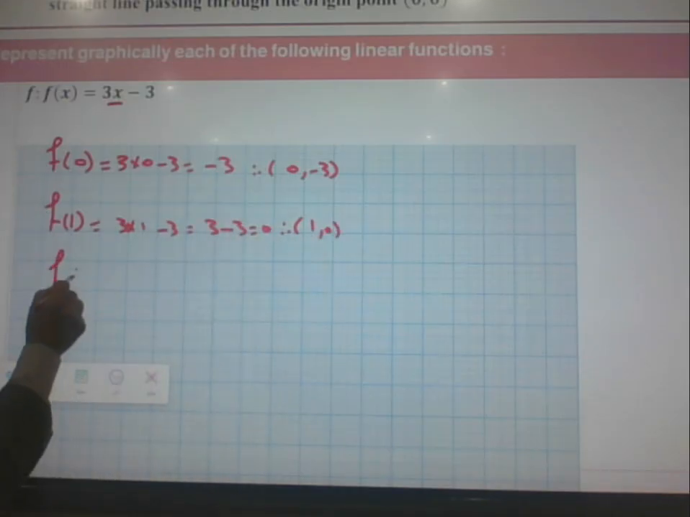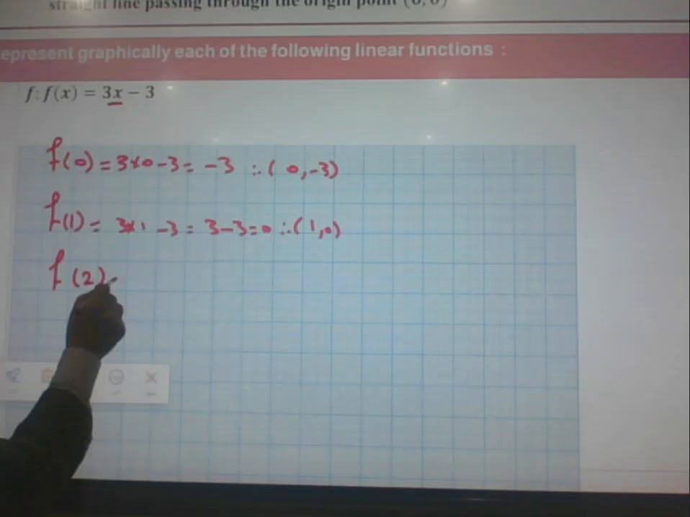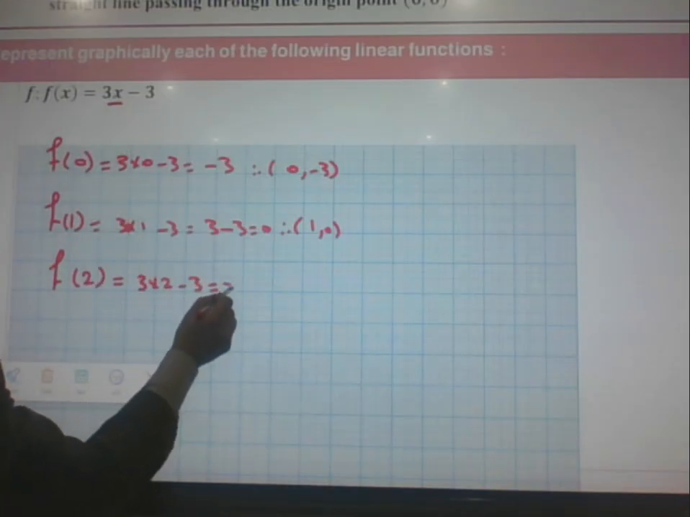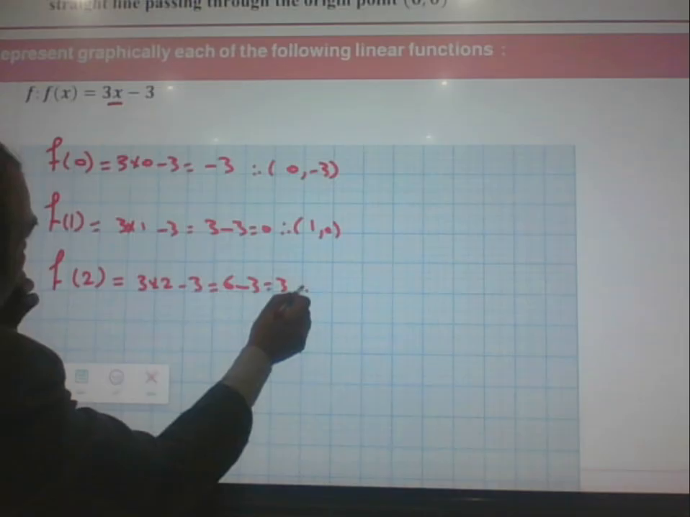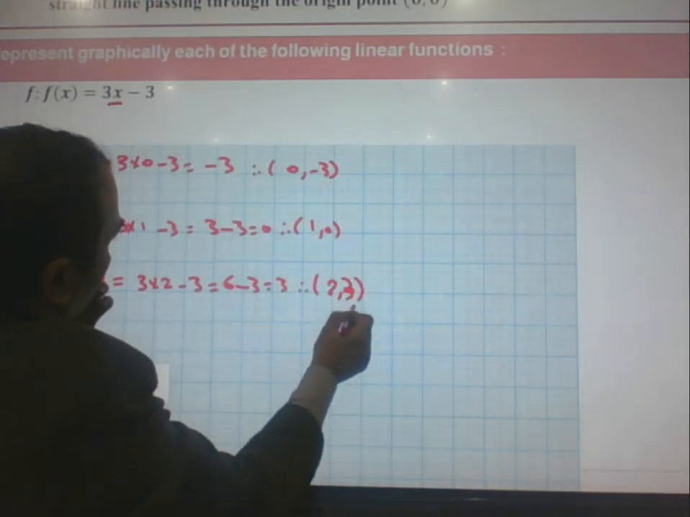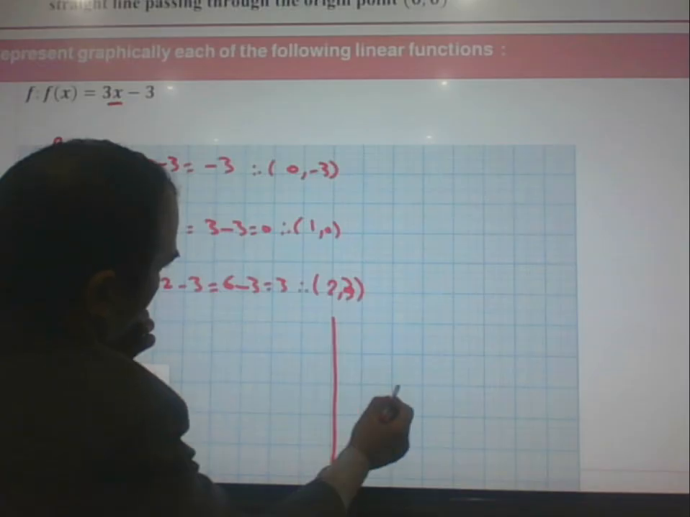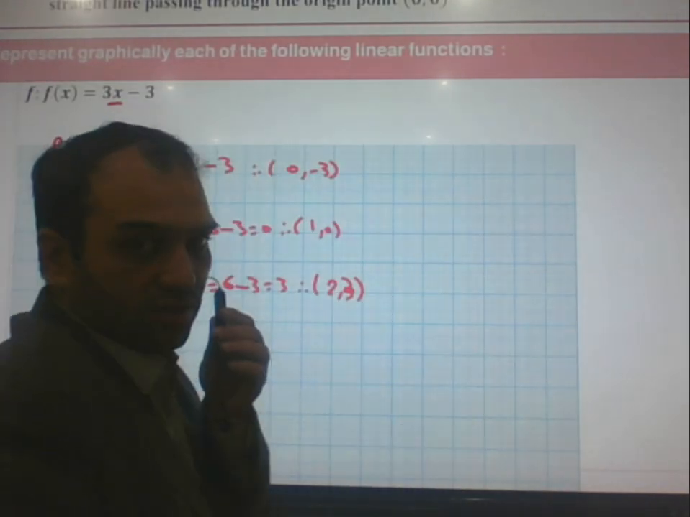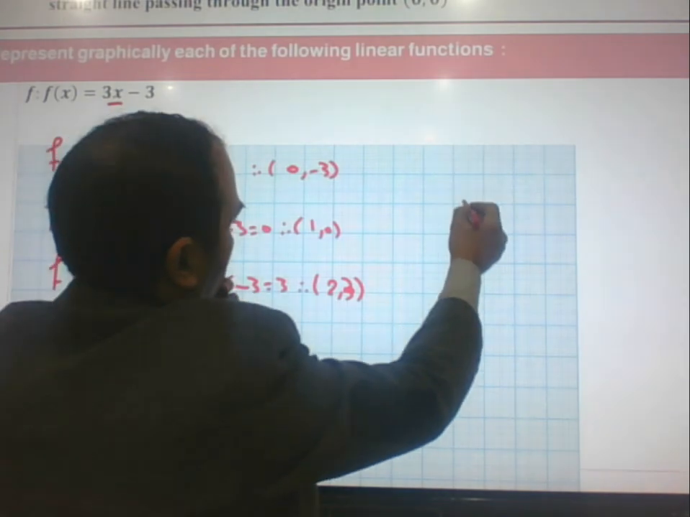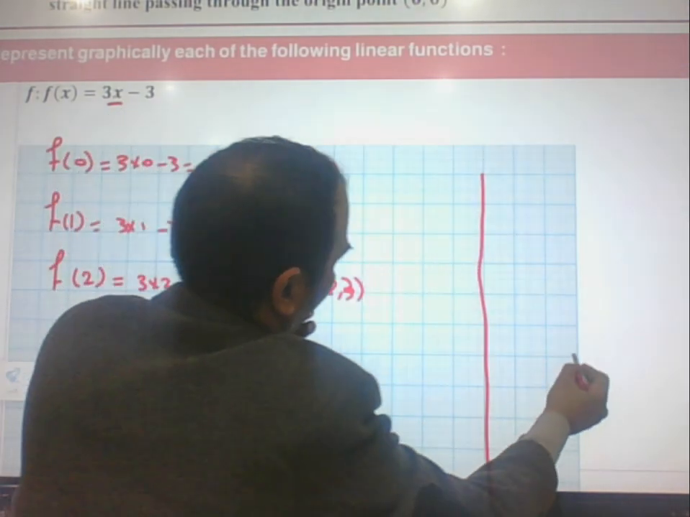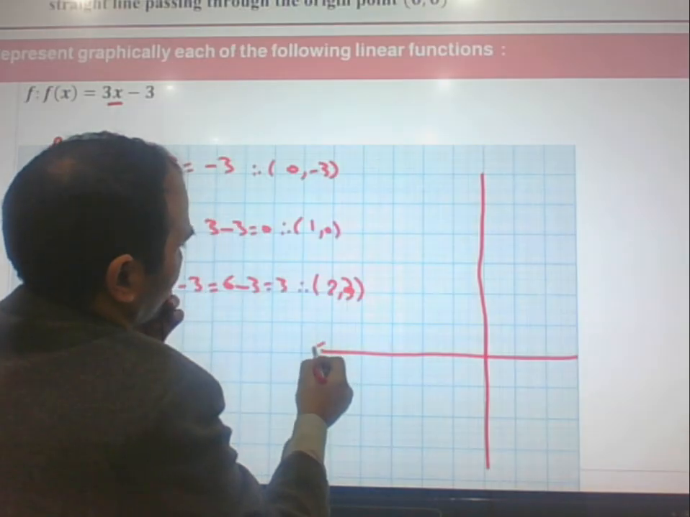And third, we can find the function at x equals 2, right? 3 times 2 minus 3. 3 times 2 is 6, 6 minus 3 equals 3. Then the third point will be 2 and 3. Okay, 2 and 3. Then now I will draw like this. Okay, in this part. Can you see now? Okay, I will draw here. You can use a ruler with me, okay, to draw like this.